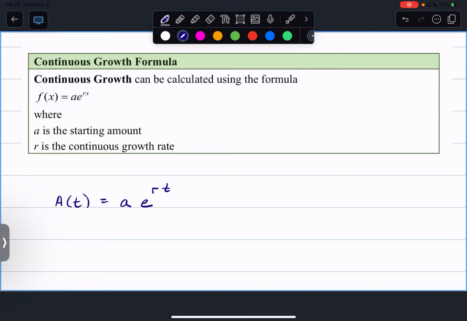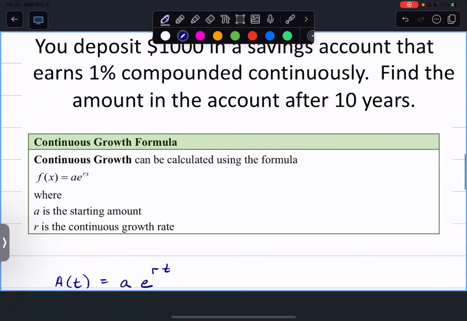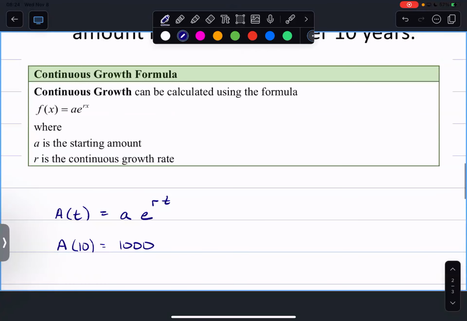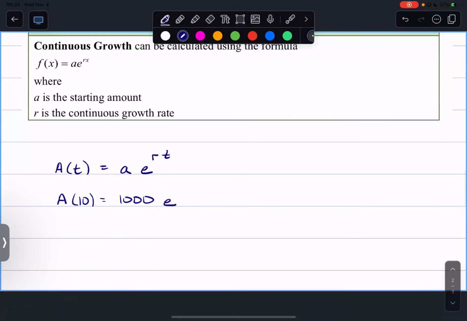The initial amount. So if I want A of T after 10 years, I want $1,000, yep, times E to the power of 0.01 times 10, right? The rate as a decimal or a proportion times time, which is 10. All right. I'll use the calculator on here. Why not?